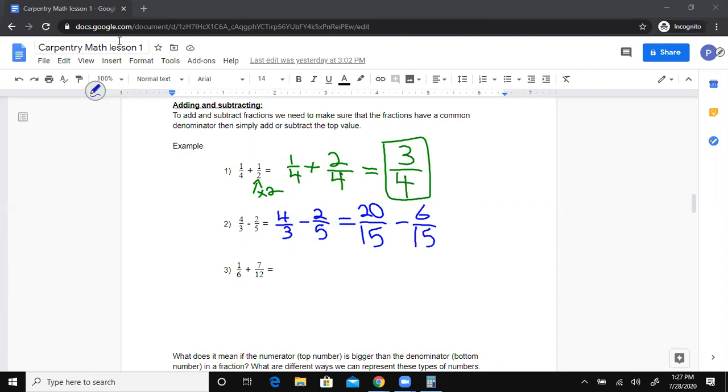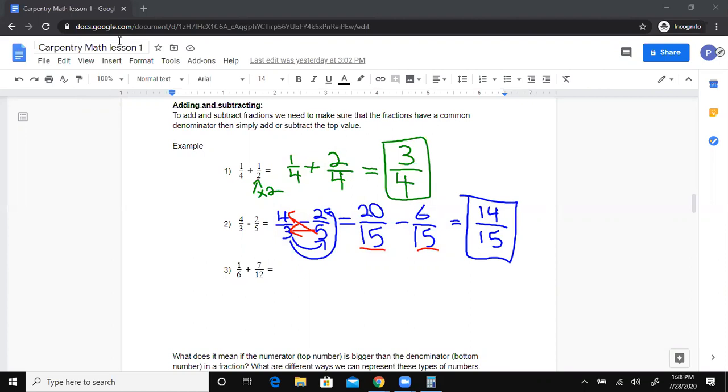So if you follow what I did there, I took this 3 and I multiplied it by 5, and then I took this 5 and I multiplied it by 3. I left all those numbers exactly where they were, and you'll notice that I now have common denominators. If I keep going with this equation, 20 minus 6 is equal to 14. And we have a common denominator, so that is going to remain the same. Just like that, 14 and 15 do not divide by any of the same factors, so this is in simplest terms.